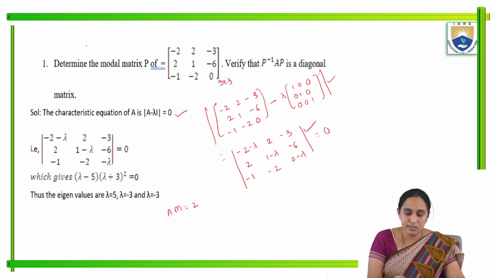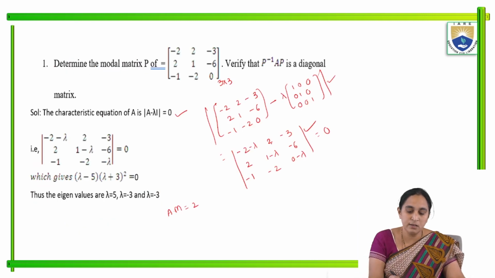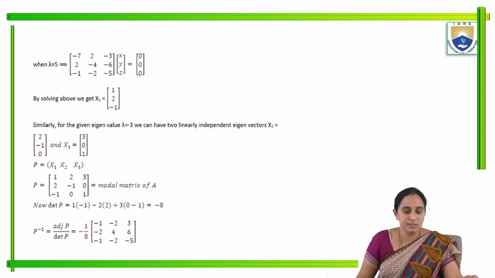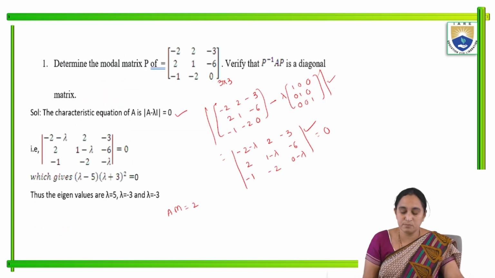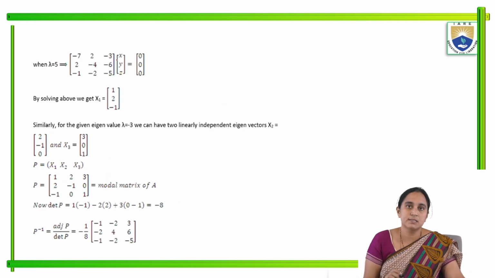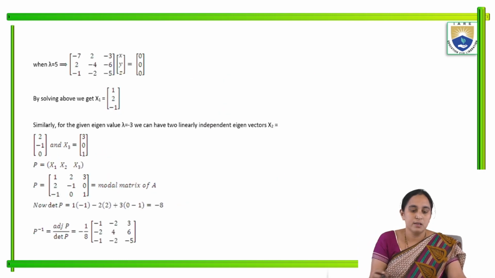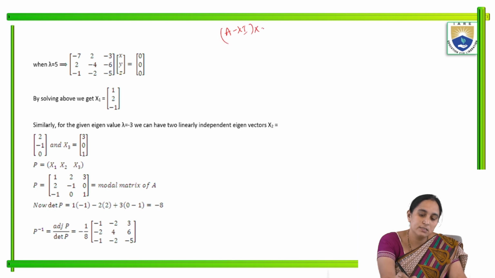That means -2 minus 5 is -7, and the remaining elements stay as they are: 2, -3 is the first row. The second row is 2, 1 minus 5 which is -4, and -6. The third row is -1, -2, 0 minus 5 which is -5. So after substituting lambda equal to 5 in the matrix, we have A minus lambda I into X is equal to 0.